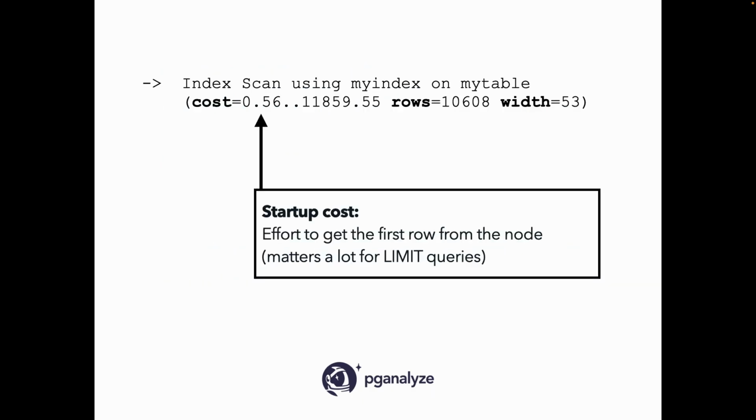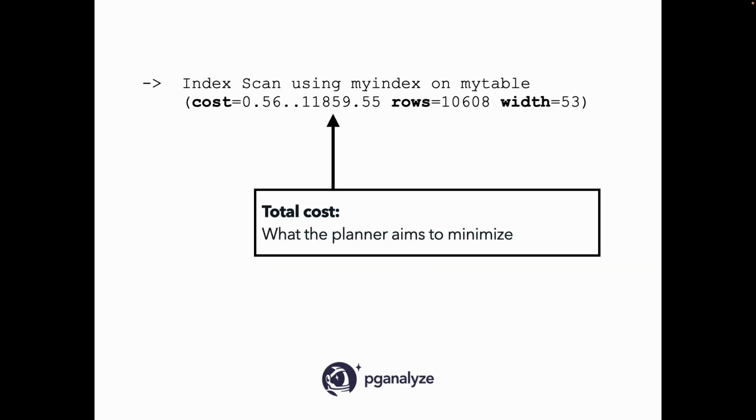Now, just briefly talking about cost values, there are different costs you see in your explain output, right? There's the startup cost, which is the effort to get the first row from that particular node. It matters a lot if you have a limit on your explain plan or query. So if you only load the first 10 rows, you're not going to need the whole cost essentially, and the planner knows that. The total cost is usually what the planner aims to minimize, barring any limits.